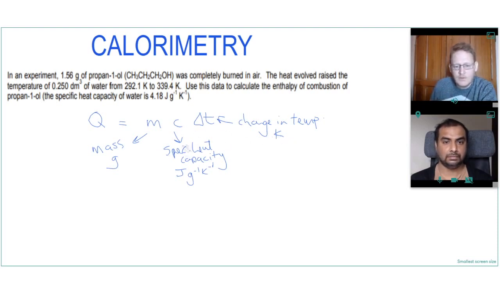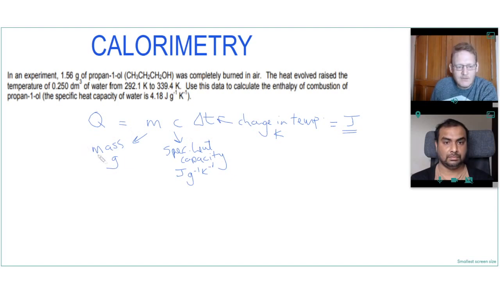And if we times them all together, we'll see that grams times joules per gram per Kelvin times Kelvin will end up in a unit of joules. So when we put our grams in here, specific heat capacity and temperature change, the answer will be given in joules, not kilojoules, which was what we want for an enthalpy change.